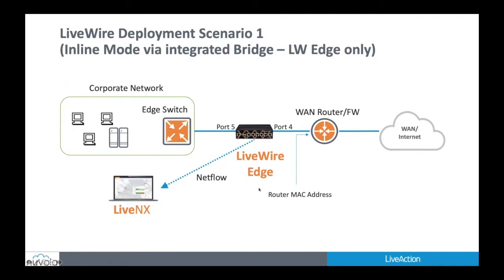Just one point, whenever you deploy it in this environment, and you'll see this in the configuration that I'll show you in a little while, always take a record of the router MAC address. That's an important part because we need that for determining the direction of flows, and I'll show you why in a few minutes. So that's one example where you could use a LiveWire Edge on its bridge interfaces to connect to a WAN connection on a branch network, for example.